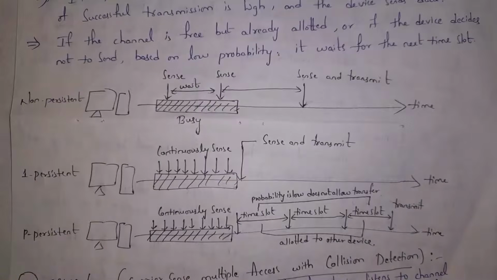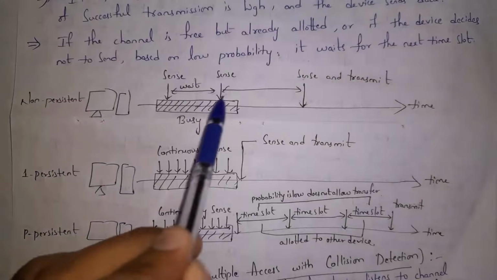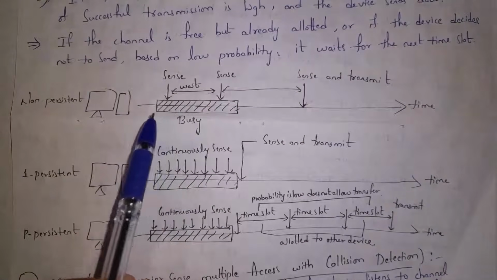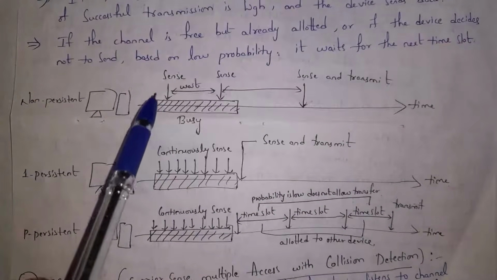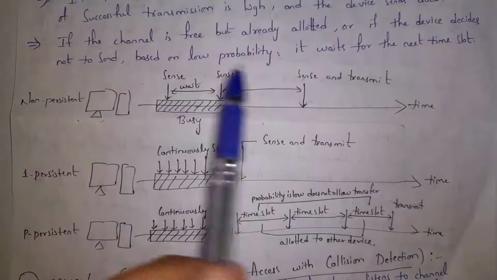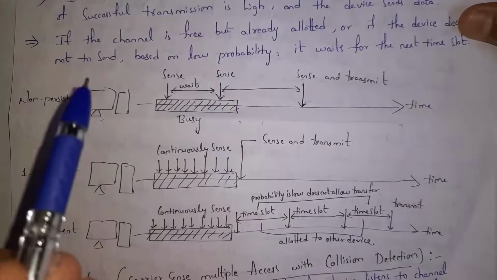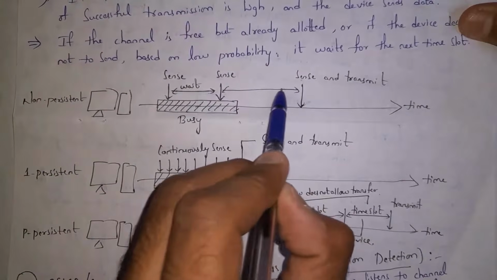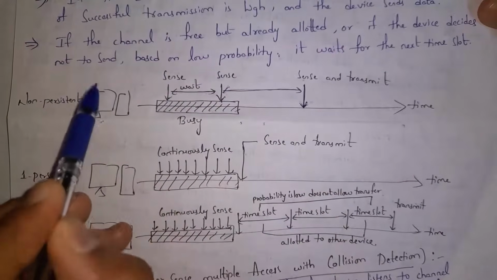Guys, CSMA protocols are classified into three types. They are non-persistent CSMA, one-persistent CSMA, and p-persistent CSMA. In non-persistent CSMA, at first the device will sense the channel and it will identify that at this particular time, some other device is sending data. So the channel is busy. So it will wait for some time and again the device will sense the channel and still the channel is busy. So again the device will wait some time and again sense the channel. This time the channel is not busy. This time the channel is free. So as the channel is free, this device will send data.